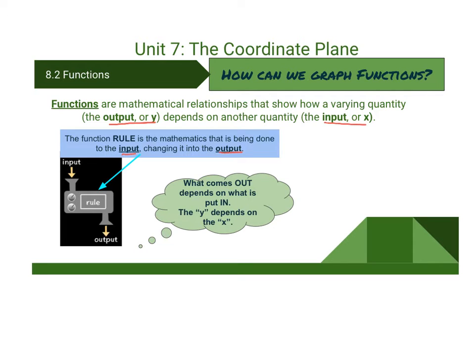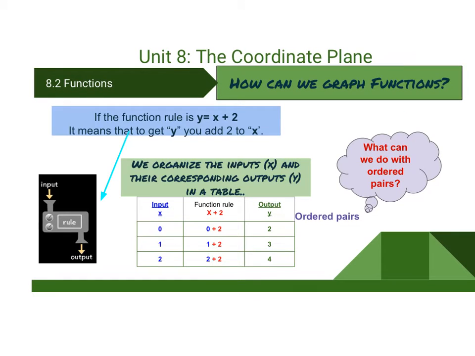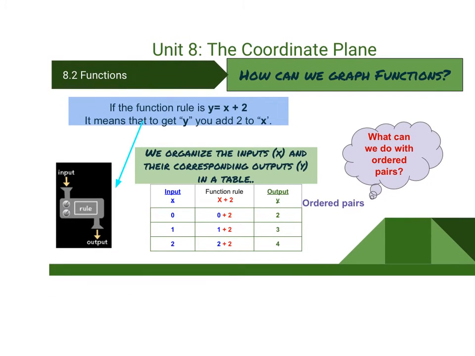So this will make a little bit more sense when you see the next slide. Just think, we put the input in here, it goes through a little function machine, and an output comes out. So for example, here, if our input was 0, if I put a 0 in and my rule is x plus 2, if I plug in that 0, 0 plus 2 is going to give me an output of 2. So my output would be 2. So my ordered pair here would be 0, 2.